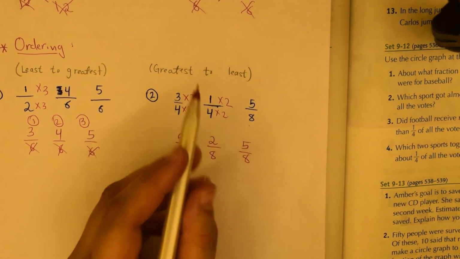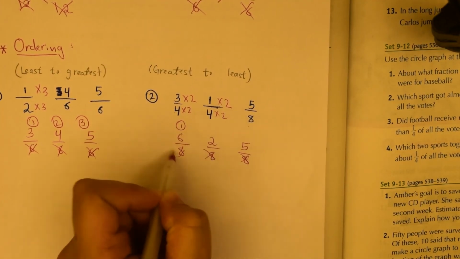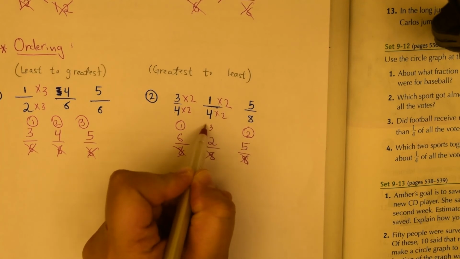Now I want from greatest to least. I have 6, 2, 5. Then this is number 1. This is number 2. And this is number 3.